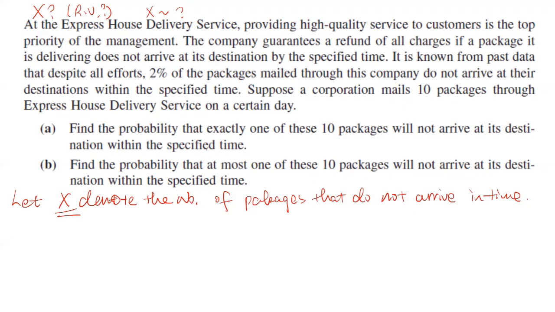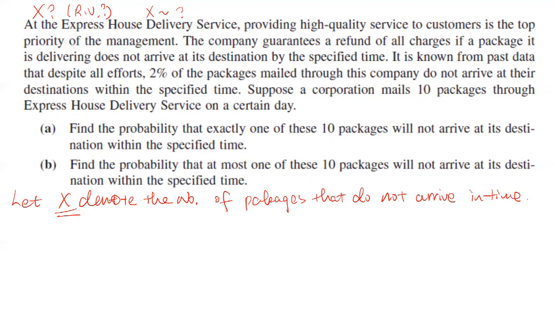X can be 0, right? That means all of them arrive in time. X can also be 1, 2, 3 until 10, right? If X is 10, that means all of the packages do not arrive in time. And according to this statement, X yields a binomial distribution, right? Because you conducted 10 trials.